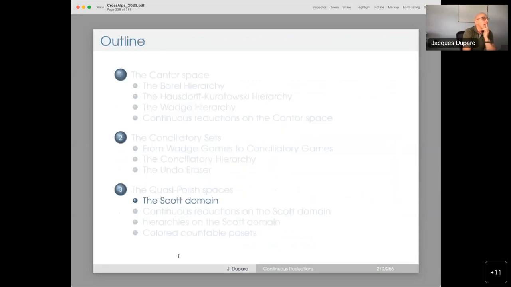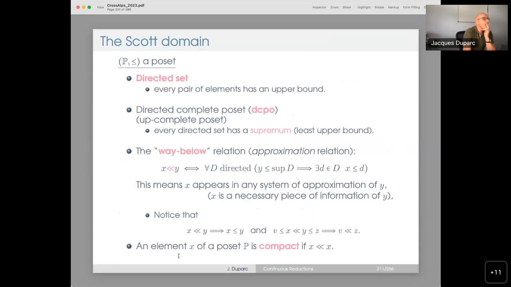Okay, I come to this definition. The goal is to explain to you what it means to be an omega algebraic domain. First I start with a poset. Since we're considering the Scott domain, imagine that this poset has as elements all the subsets of the integers, and the ordering is just the inclusion, right?